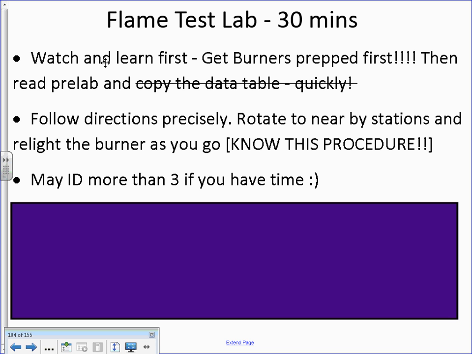Okay. Everybody leave your room. I'm going to show you how to do this so you're efficient. This is a nichrome wire loop. It might be slightly contaminated because it is plain.